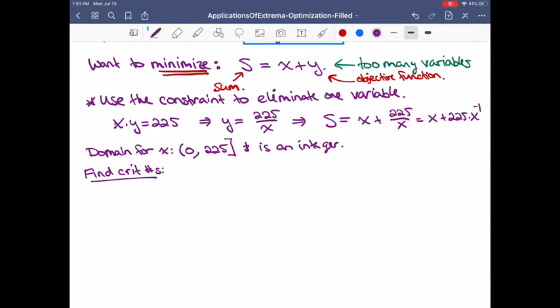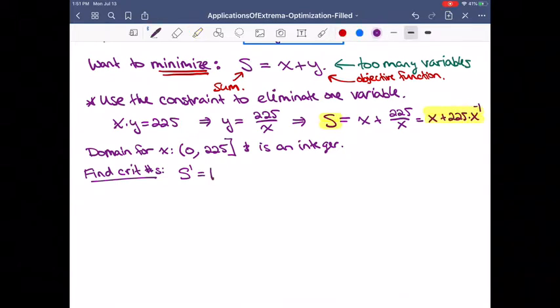So that means that I want to take the derivative of the sum, because that's the thing I want to minimize. So I take the derivative. Now I'm going to take the derivative from here. Okay, so s is equal to this equation. This happens to be the easiest to take the derivative of.